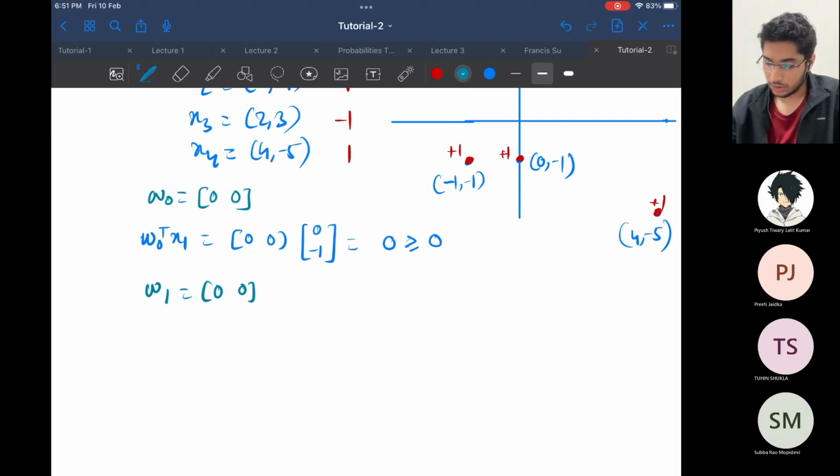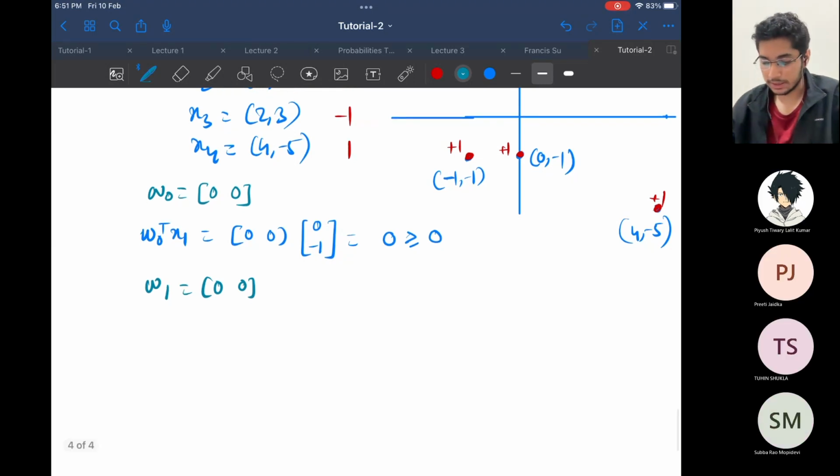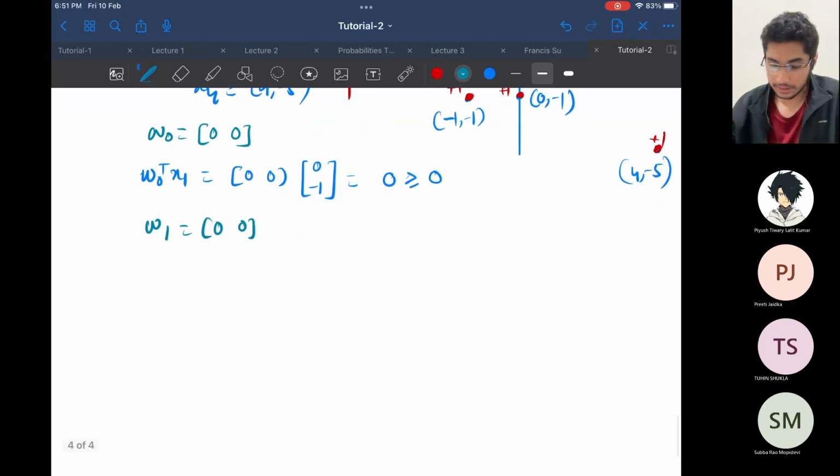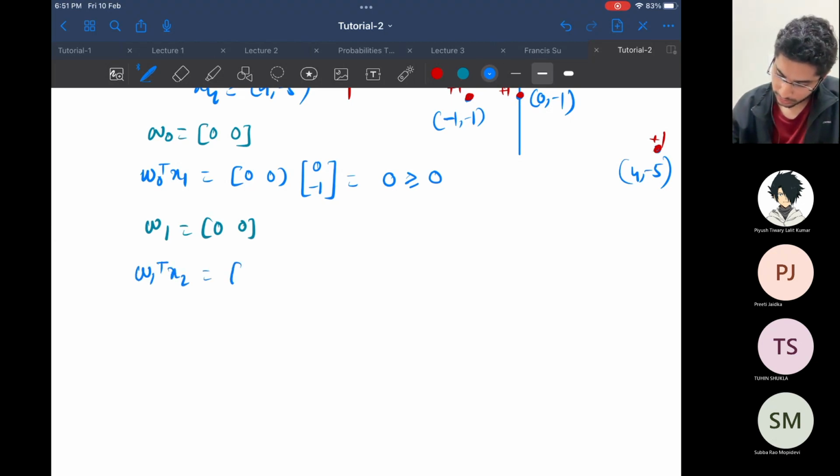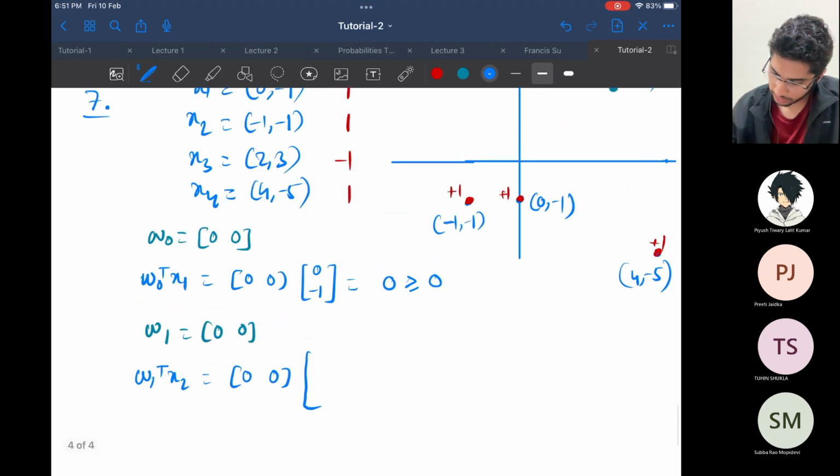Okay. So W1 will remain as it is. There won't be any change. Now let us see. So now x2 will come, right? So now what will be W1 transpose x2? This is again 0 0, and x2 is minus 1.